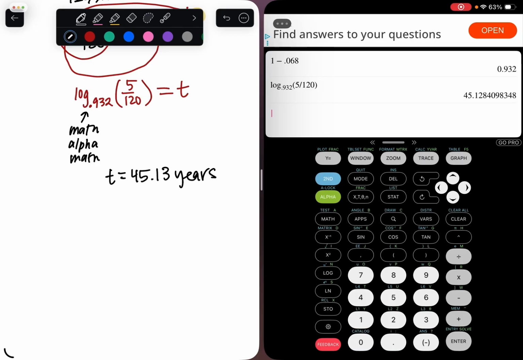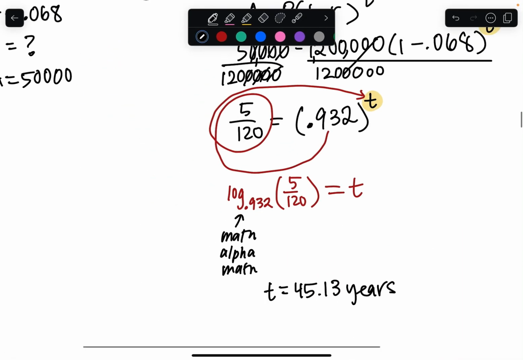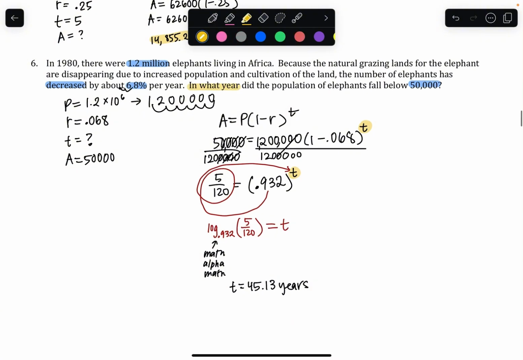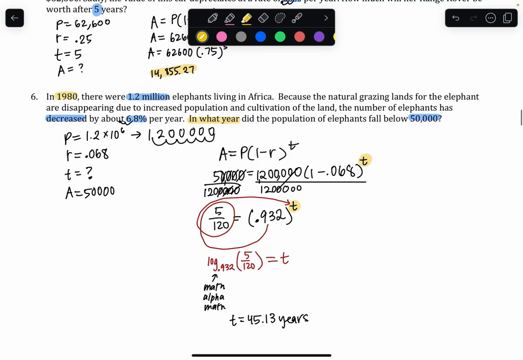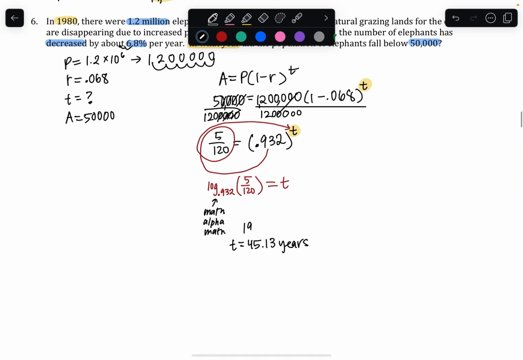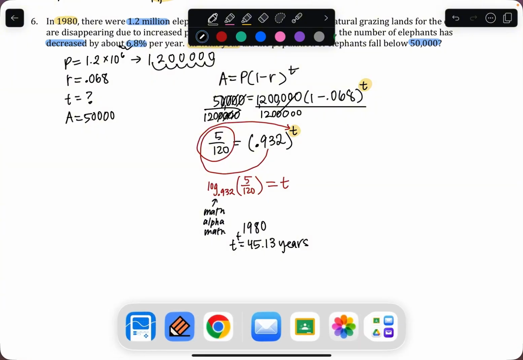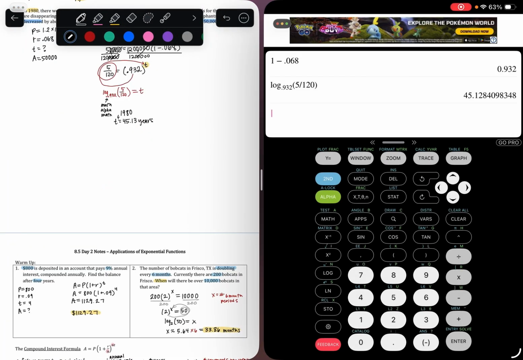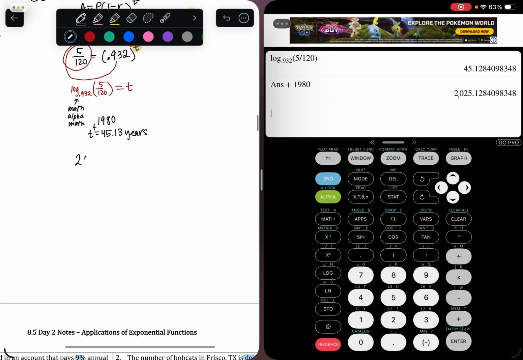And so go back and see what question they're asking. They want to know in what year, okay? And so in 1980 is where we're starting. And so we have to add this to 1980. Okay, and so if you want, you can do that in your calculator. We really just need to add the 45 years plus 1980. So that's going to be year 2025. So it's already passed.